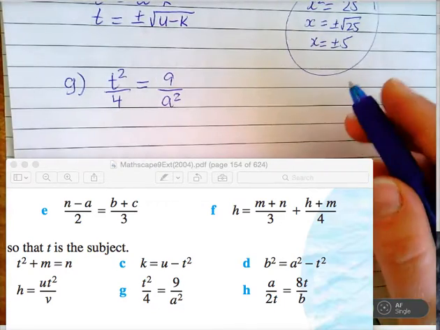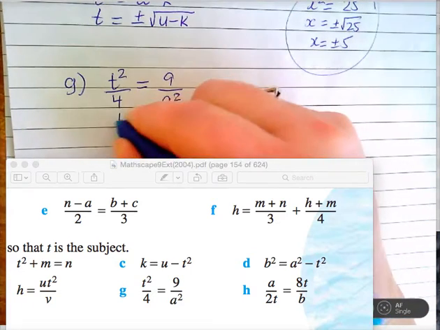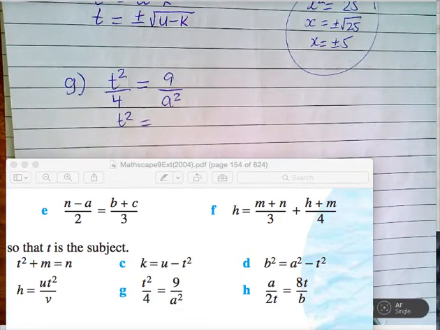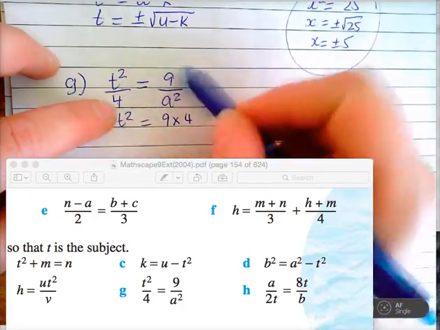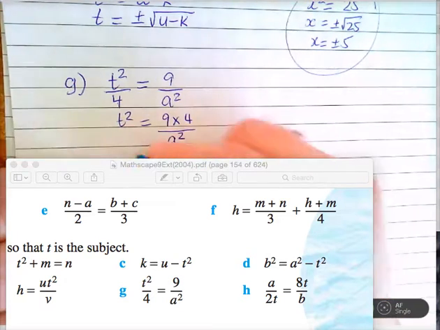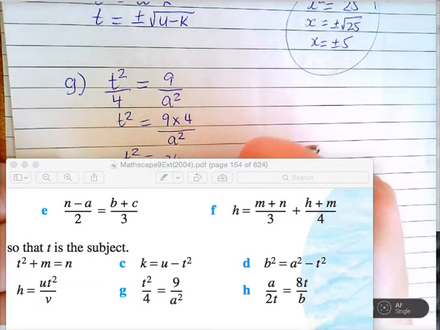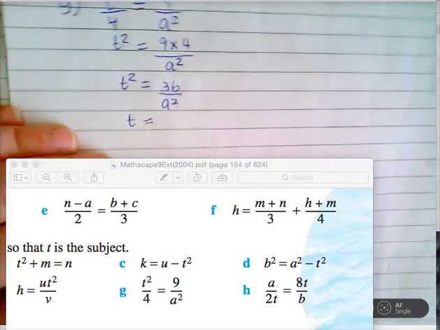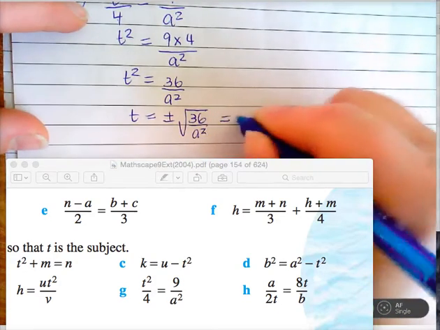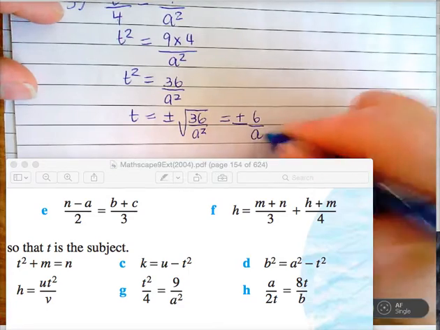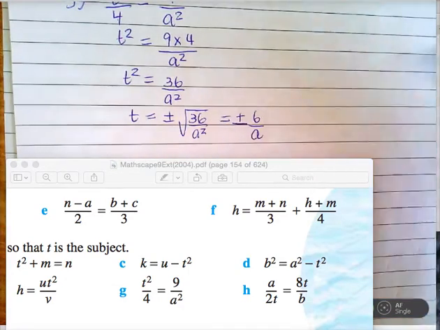Next question, fraction equals fraction. Girls, when you cross multiply, you can only do it for fraction equals fraction, and you can do half across. You don't have to move the whole lot. Instead of cross multiplying, you're just getting rid of the divide by 4 and timesing the other side by 4. And you get t squared is 36 on a squared. So t is plus or minus the square root of them both, which is plus or minus 6 on a. Plus or minus 6 over a.